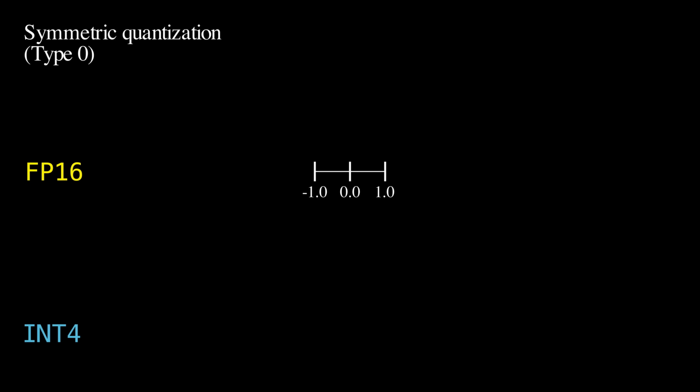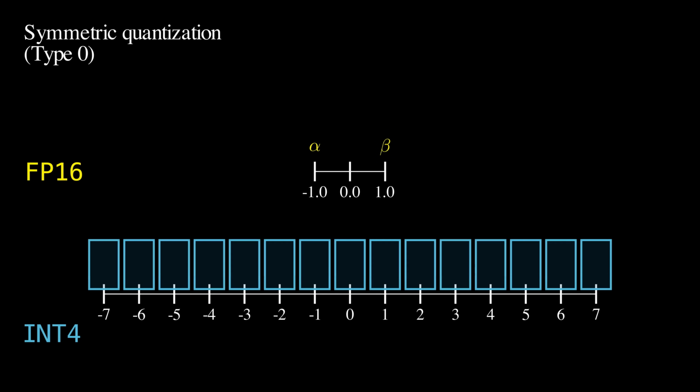We'll take a concrete example and quantize float16 weights into int4. Say the model weights range between -1 and +1. More generally, I'll call these boundaries alpha, the minimum, and beta, the maximum. On the integer side, we'll use a symmetric range between -7 and +7, which gives us 15 evenly spaced bins. Given a real value r, the question is, which integer bin should it map to?